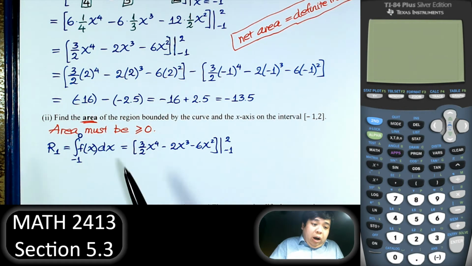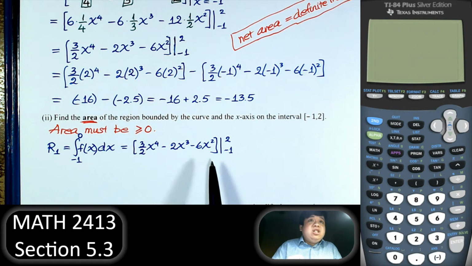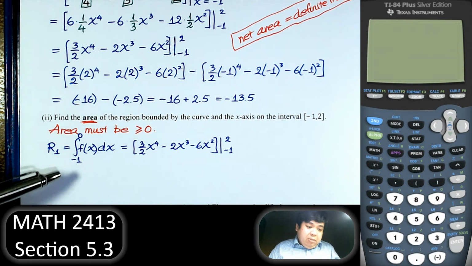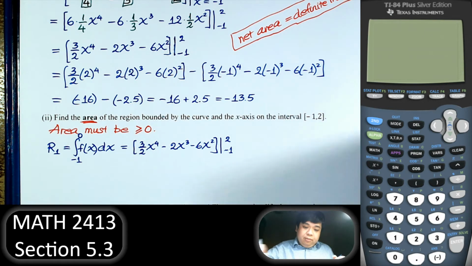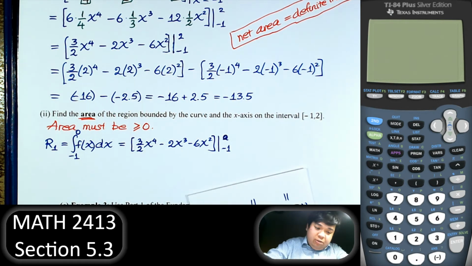So we have the same antiderivative, the same integral. Now just need to put in the limit, but this time it is from -1 to 0, not from -1 to 2. Sorry, -1 to 0. That's what we have here.